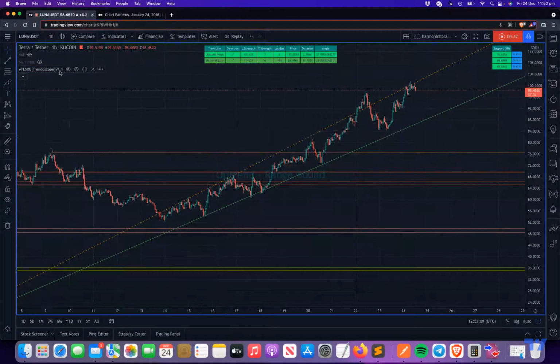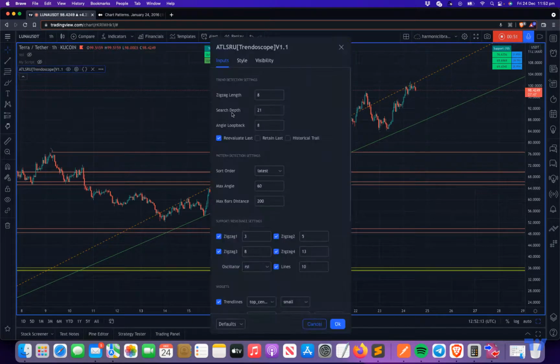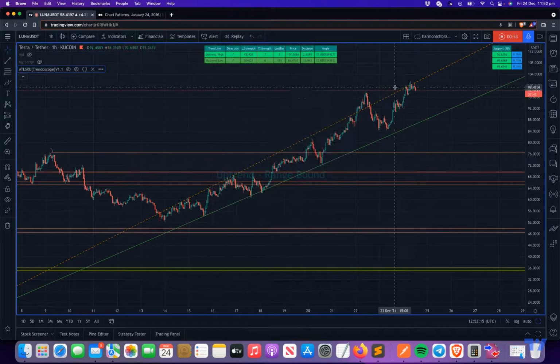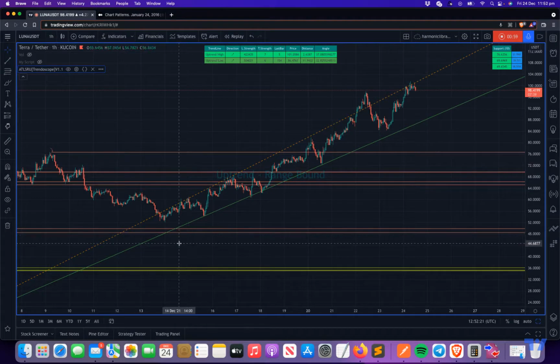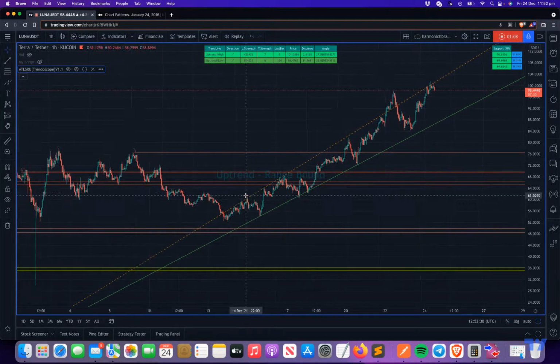Based on the zigzag length, we first get the pivots, and then the next thing is the search depth. So we look for the last 21 pivots here as per the settings. The search depth is 21. So look at the last 21 pivots and see which direction the pivot highs and lows are going. Are they going in an uptrend? Are they going in a downtrend? Or are they going in both?